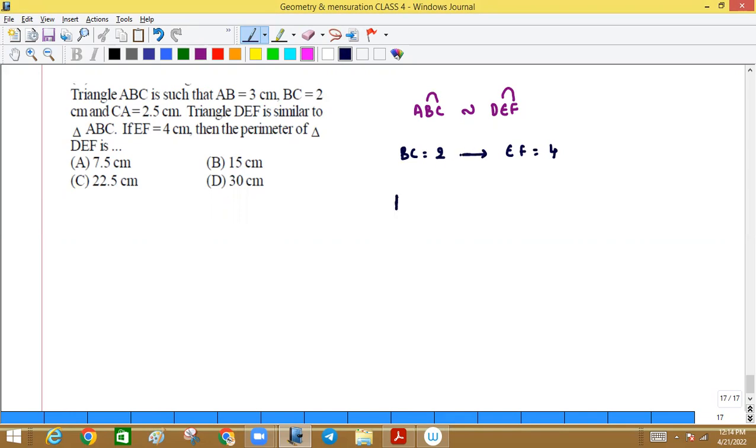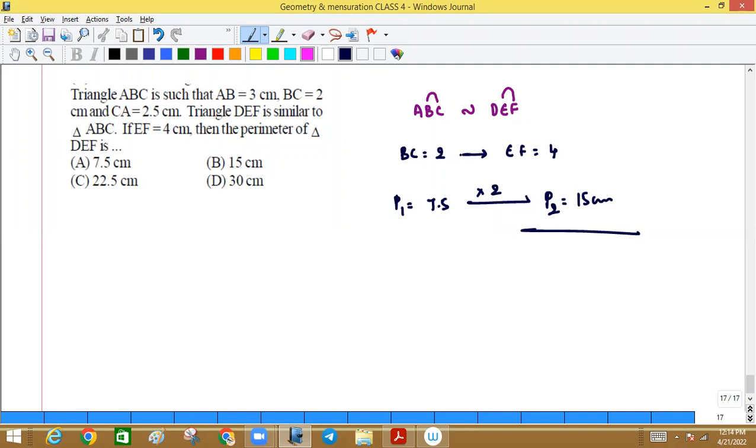What is the perimeter of the first triangle? 2 plus 3 plus 2.5, 7.5. Obviously, perimeter also what? Doubles. Therefore, what is the perimeter of the second triangle? 15 centimeters. If every side doubles, obviously what happens to the perimeter? Perimeter also doubles.